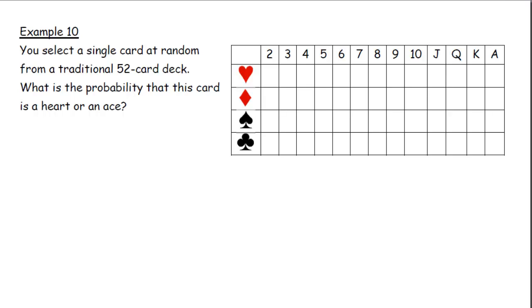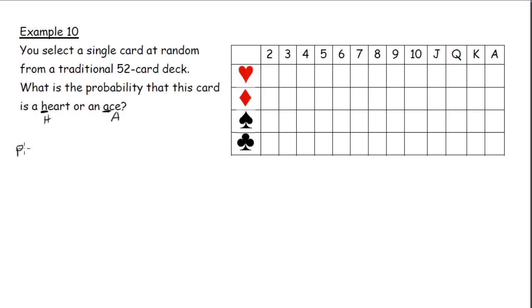So lastly, we have this standard deck of 52 cards, and I have our sample space right here, and we want to know what is the probability that we either select a heart or an ace. So I'm going to pull one card at random. So we're going to do this first with our formula, and then we'll draw out the sample space and see if we can make sense of this. So I'm going to use H to represent heart and A to represent that we get an ace.